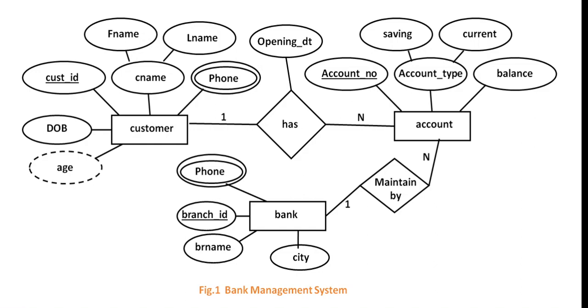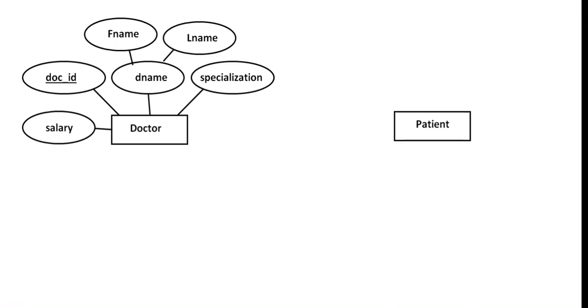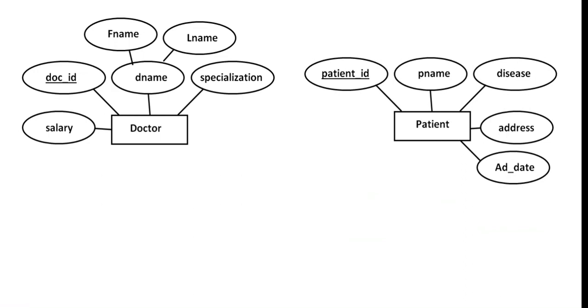You can draw an entity relationship diagram for a college management system, for a library management system, for a company management system, and so on, by using the same strategy. Okay. Then see, this doctor entity is there, which has some attributes, that is doctor ID, doctor name, specialization, and salary. Patient entity also has some attributes. Okay, we have already seen these entities in a hospital management system.